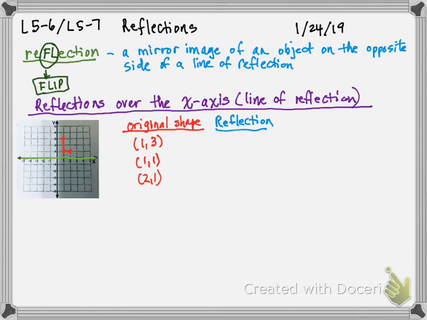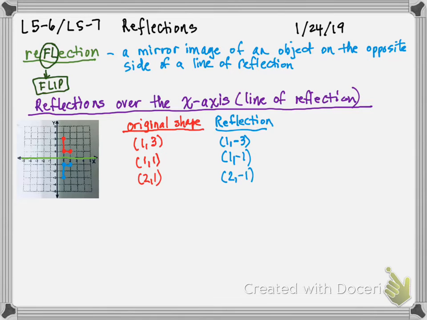So the 1, 3 is 3 above the x-axis, so its reflection would be 3 below. So that's 1, -3. And then the 1, 1 is going to be 1 above, so we're going to make it 1 below. So that's going to be 1, -1 when I look at the ordered pairs. And the 2, 1, it's 1 above the x-axis, so its reflection would be 1 below. Still at the same x value, so it would be 2, -1. And again, connect real pretty. Okay?